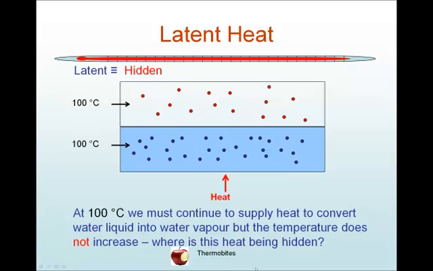Latent heat. Consider a body of liquid water at 100 degrees Celsius. We must continue to supply heat to that liquid water to convert it into water vapor. But the temperature doesn't increase during this process, so where is the heat being hidden? Another way of saying hidden is latent. So the heat that we have to provide to change the phase at a constant temperature is referred to as the latent heat.